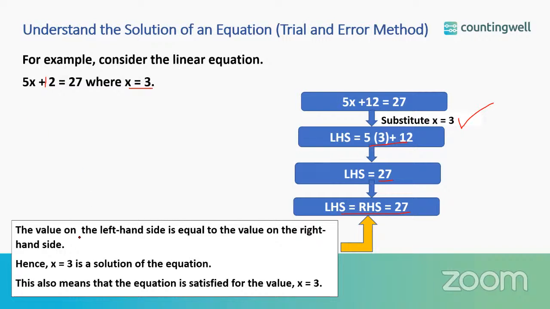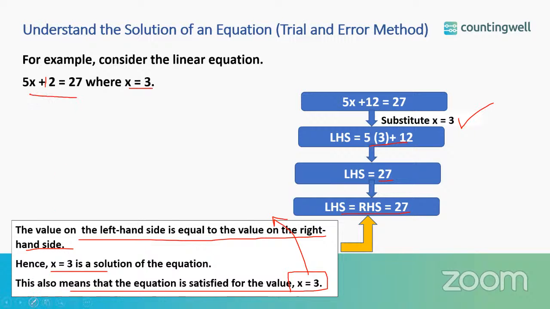So what we can see is that the value on the left hand side, that is LHS, is equal to the value on the right hand side, that is RHS. Hence, x equals 3 is a solution of the equation. This also means that the equation is satisfied for the value x equal to 3. What this means is, x equal to 3 is the solution of the linear equation 5x plus 12 equal to 27.